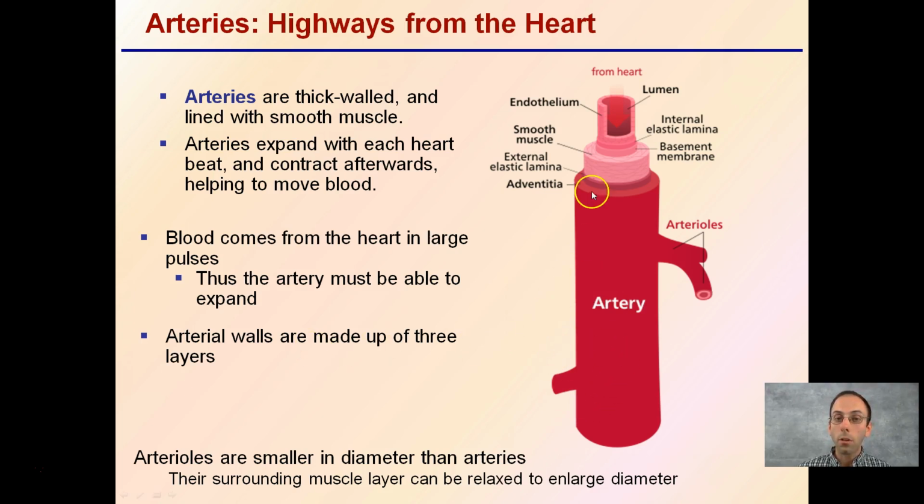As a result, the arteries are made up of three walls. You see one of them here, also where that smooth muscle is located. Arterioles are smaller in diameter than arteries, and their surrounding muscle layer can be relaxed to enlarge their diameter. All of these specific details about the artery help move blood from the heart.